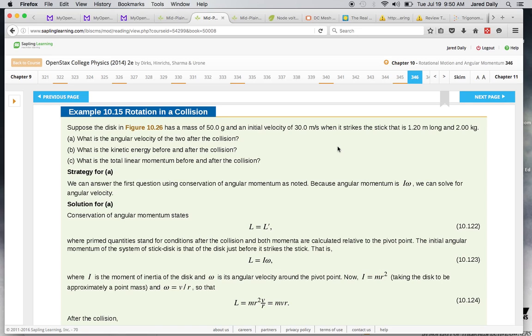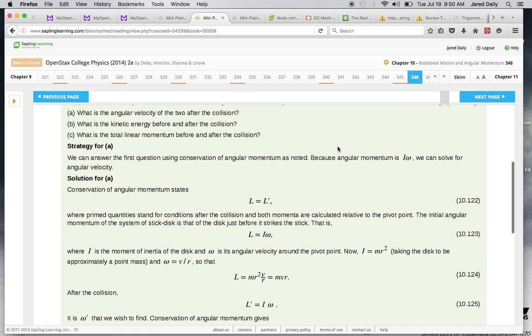So we start off with some kinetic energy, we start off with some linear momentum, but we're going to calculate it as if it is angular momentum for the puck. So right before the puck hits the stick, we're going to calculate its angular momentum as it passes by the radius of the stick.